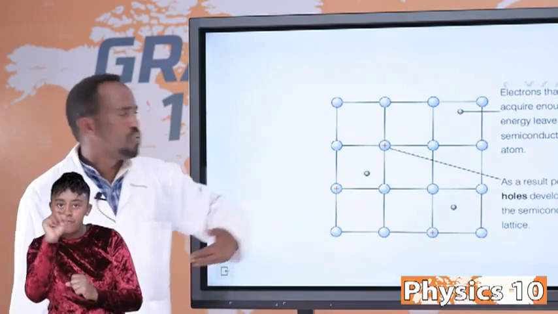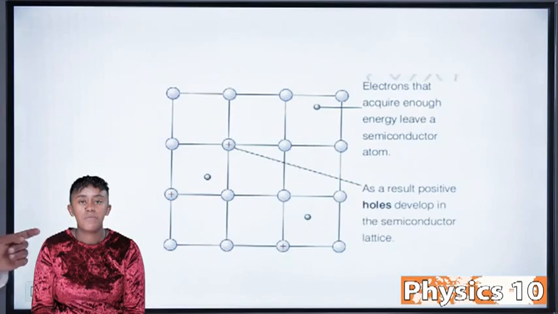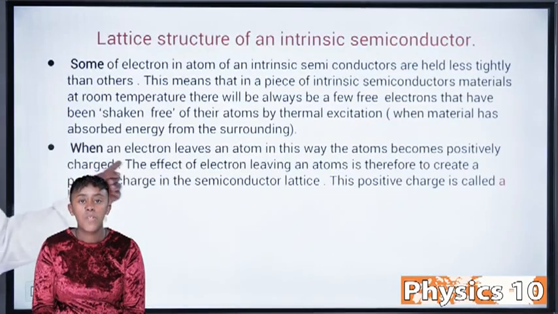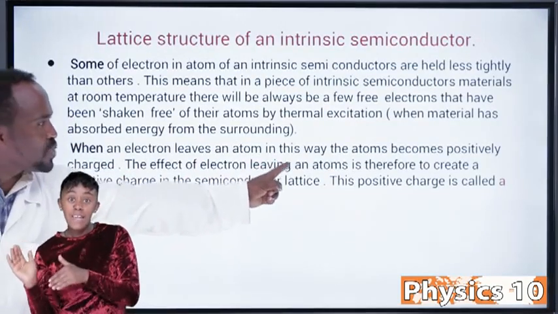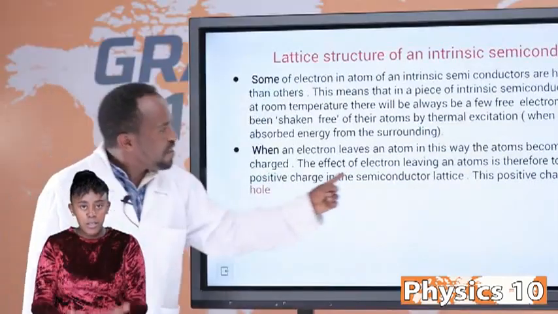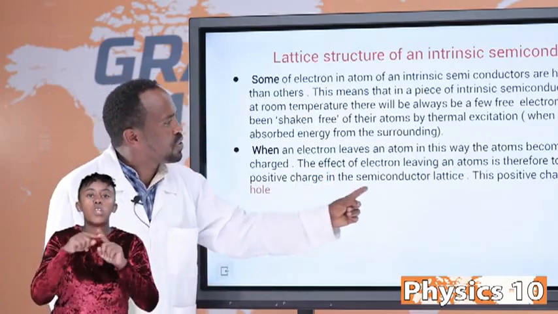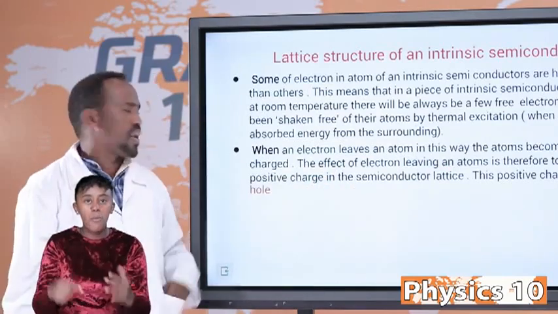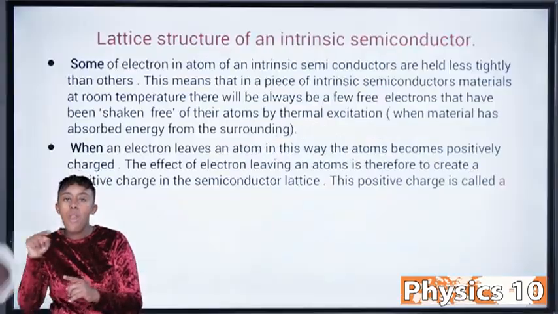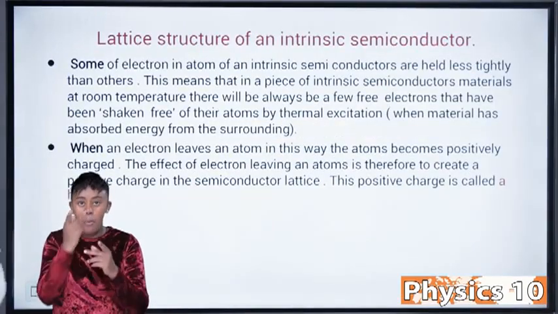While an electron goes away from this, a hole is formed. Therefore, when an electron leaves an atom in this way, the atom becomes positively charged. The effect of an electron leaving an atom is therefore to create a positive charge in the semiconductor. This positive charge is called a hole. A hole is formed when an electron is detached from the parent atom.